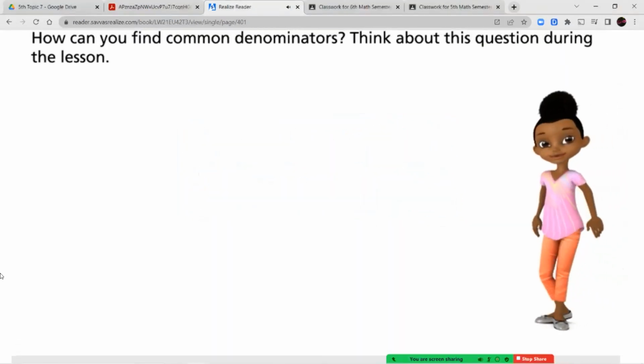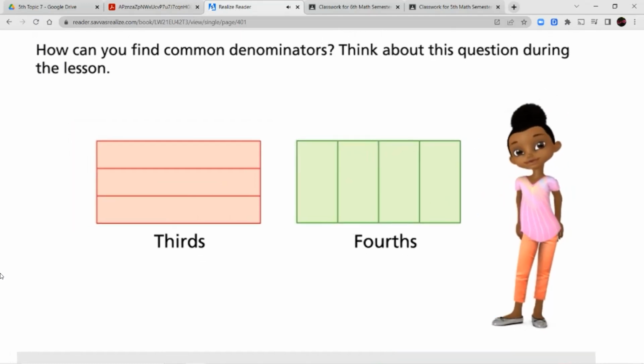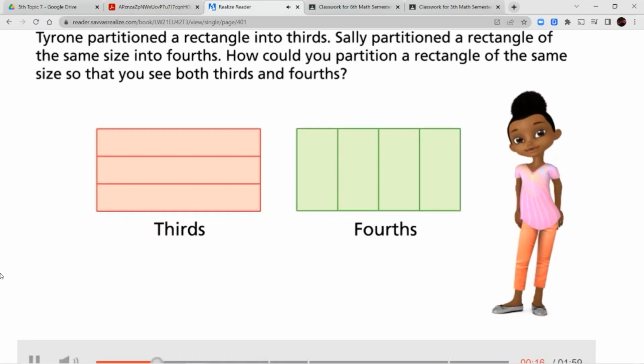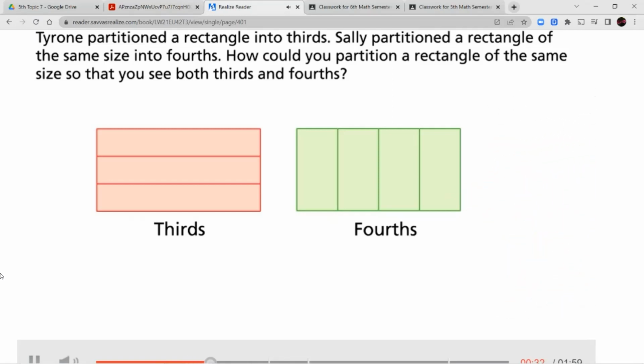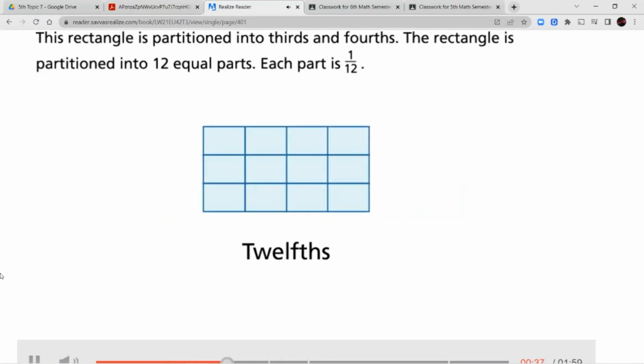How can you find common denominators? Think about this question during the lesson. Tyrone partitioned a rectangle into thirds. Sally partitioned a rectangle of the same size into fourths. How could you partition a rectangle of the same size so that you see both thirds and fourths? Let's find out! This rectangle is partitioned into thirds and fourths. The rectangle is partitioned into 12 equal parts. Each part is 1/12.